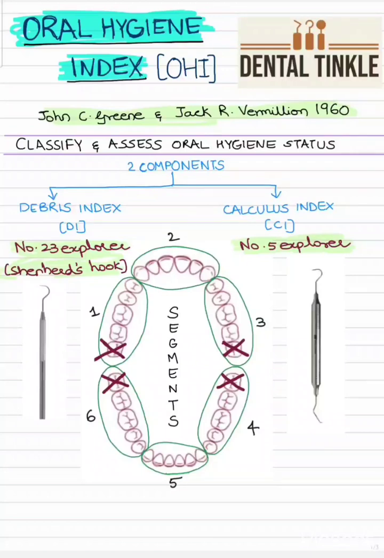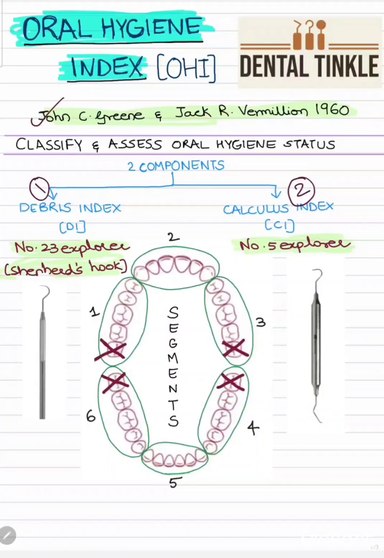Today we are going to learn about the Oral Hygiene Index, that is the OHI. This index was developed by John C. Green and Jack R. Vermillion in the year 1960. This index was developed to classify and assess the oral hygiene status. There are two components in this index. The first one is the debris index and the second one is the calculus index.